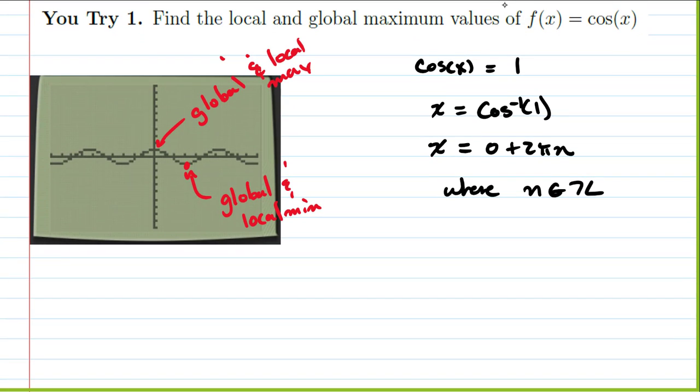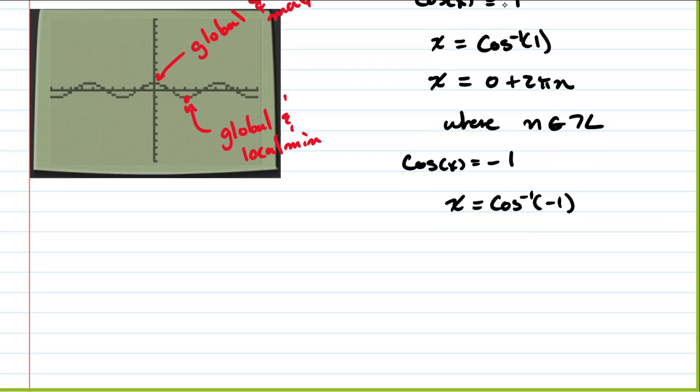We're going to get something similar when we do it for minus 1. So the cosine of x is equal to negative 1. We take our inverse cosine of both sides, and we're going to get x equals the inverse cosine of negative 1, which happens at pi, and it's also going to be 2 pi periodic. So pi plus 2 pi n for n being any integer. And that would get us all possible solutions.